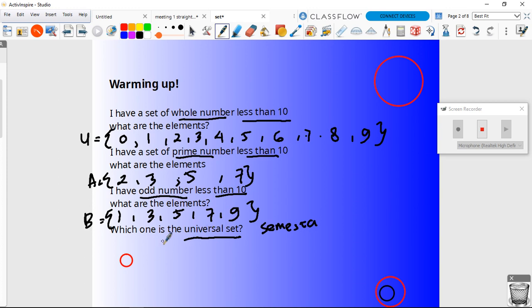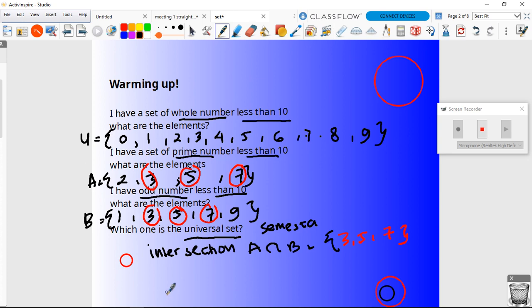And then how about the intersection between A and B? Would you mention the members? Yeah, that is 3, 5, 7. So I can write here 3, 5, and 7 for the intersection elements.